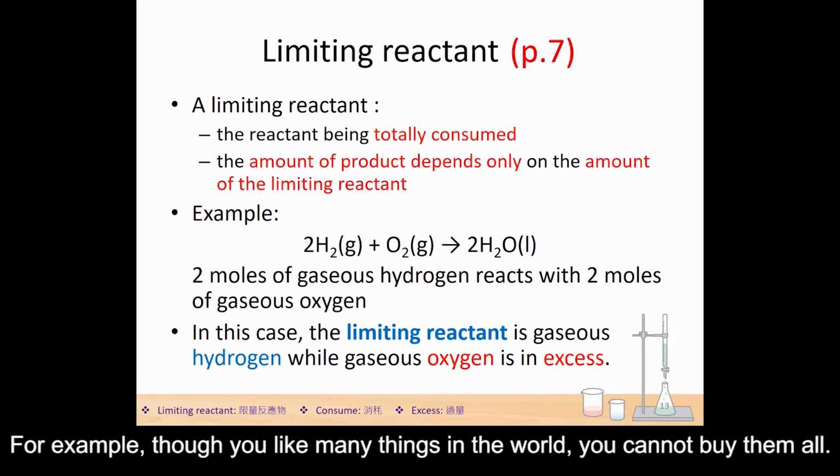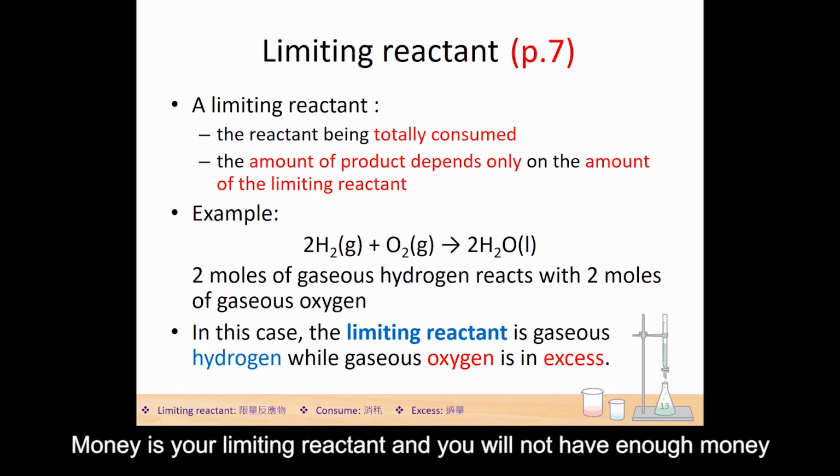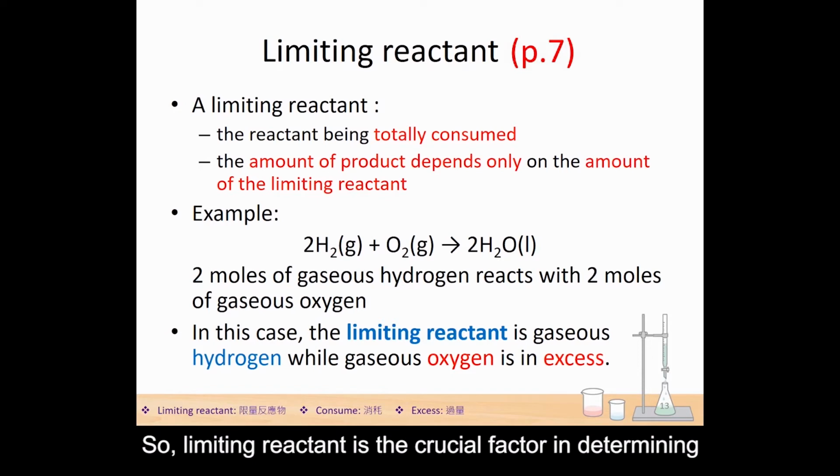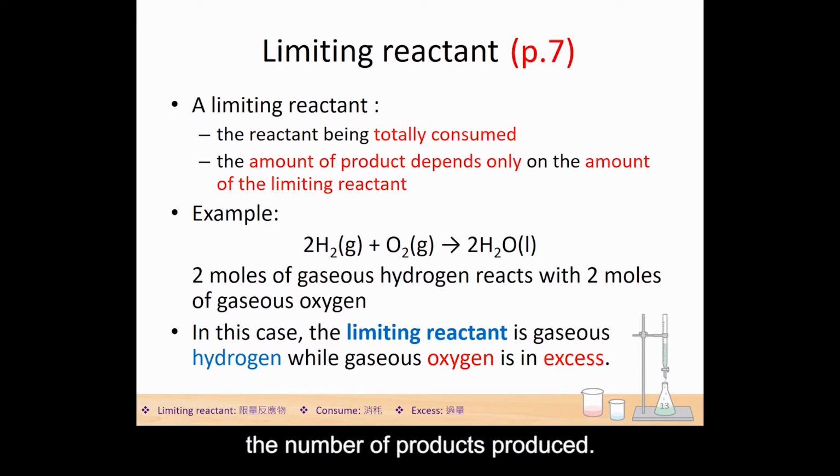For example, though you'd like many things in the world, you cannot buy them all. Money is your limiting reactant, and you will not have enough money to buy them all. So, limiting reactant is the crucial factor in determining the number of products produced. Then, what is the limiting reactant?